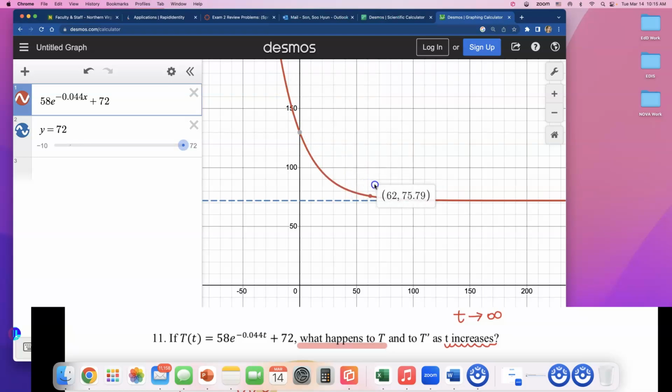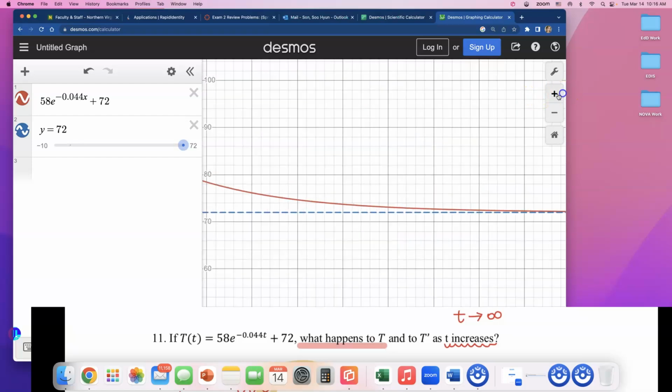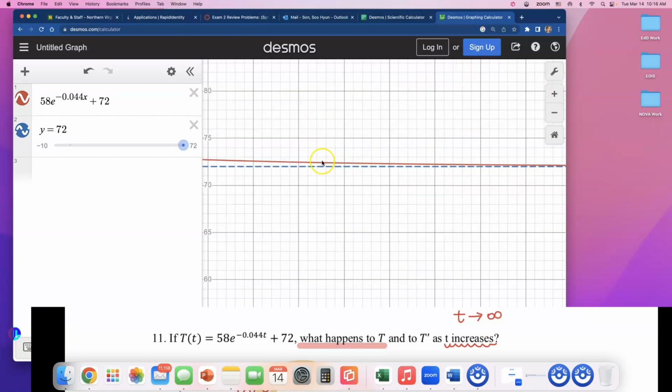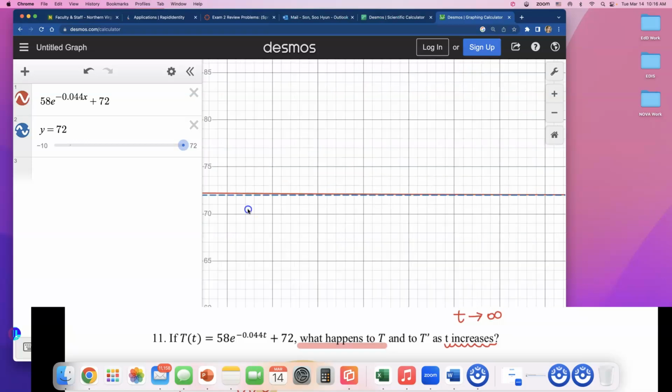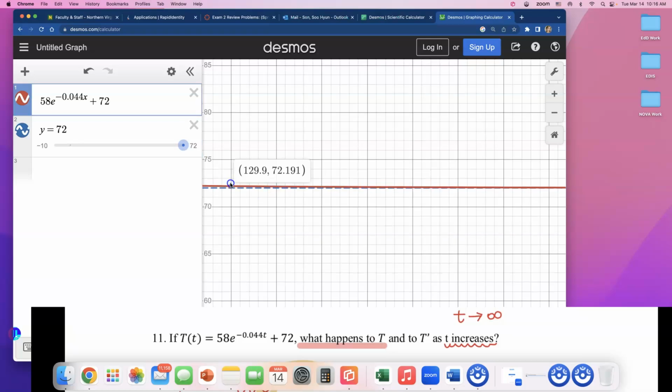As we approach the right side of this graph, you see how the graph is approaching that blue dotted line, right? I'm going to have to zoom in closely, but it never really touches this blue dotted line. It just gets infinitely close to it. And that value that we are approaching is, as you can see, I want to be on the red line, not the blue line. That number that we're approaching is 72. So we're getting infinitely close to 72.